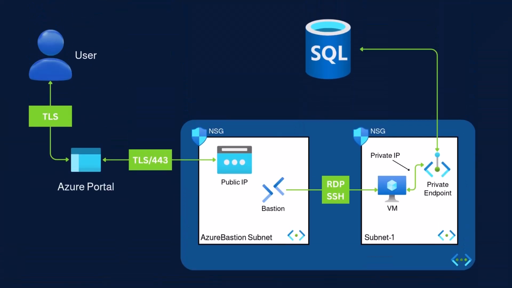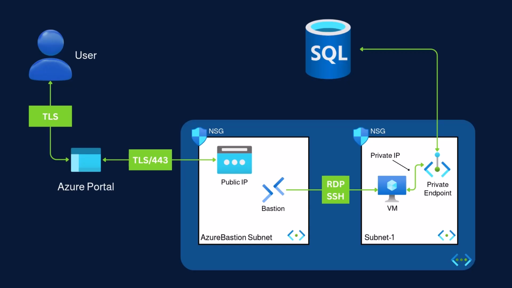To add another layer of protection for platform services, you can use Private Endpoints. What Private Endpoints do is assign services like Azure Storage or SQL database a private IP address inside your virtual network, ensuring that communication never leaves the Azure network.